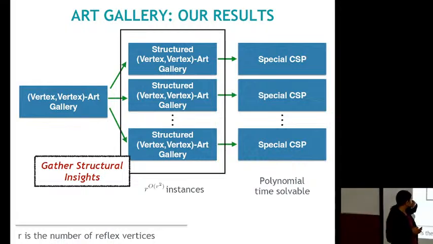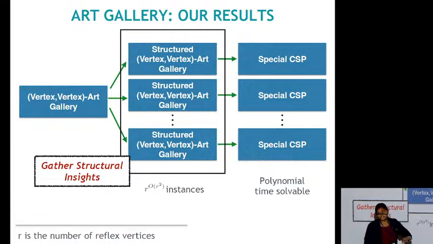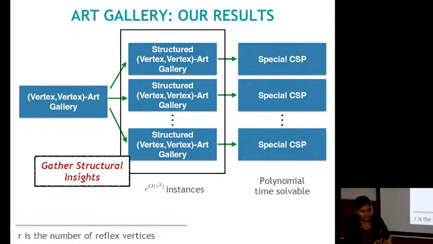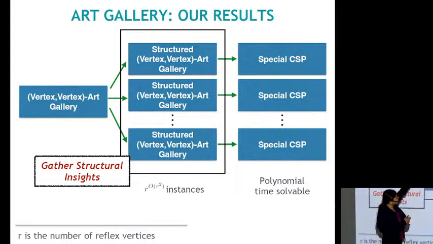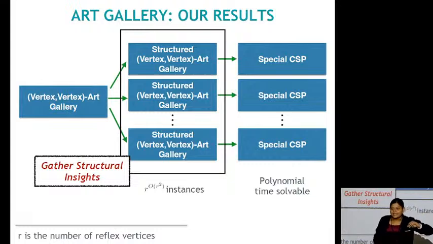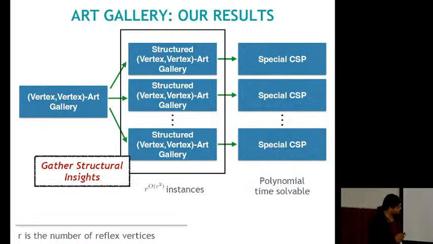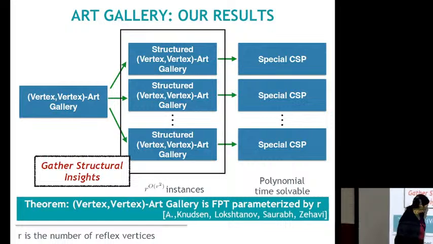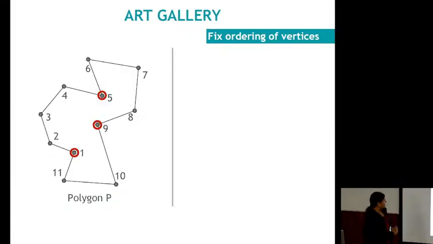We'll be working with that variant, and what we'll do is start with the instance of the problem, guess the structure of the solution, and get a bunch of structured instances where we know how the solution looks like. Once we know that, we guess enough information so that it is encodable as some special CSP, and the special CSP for us will be the monotone 2-CSP that we have seen. So we will prove this result. This is a result with these people. Sakit is here. So let us begin.